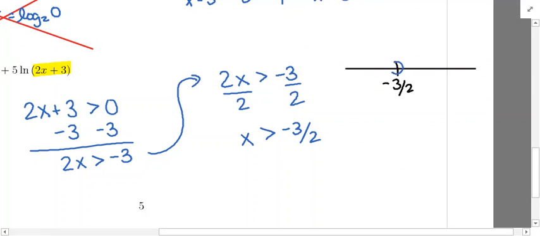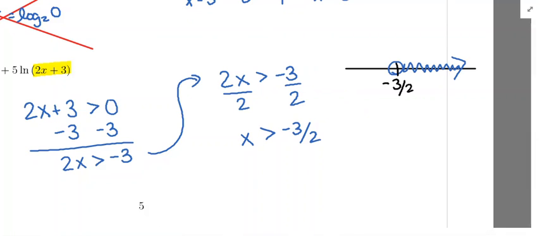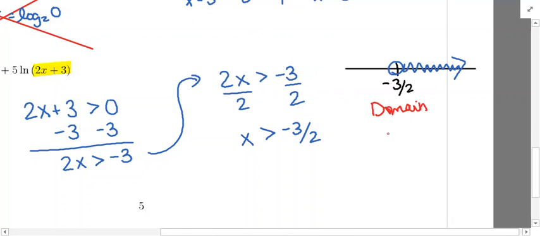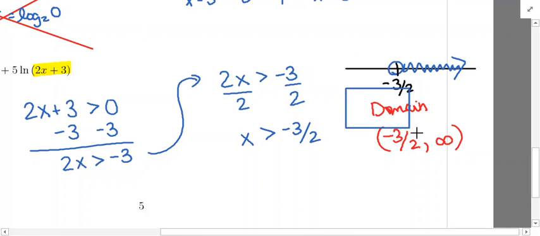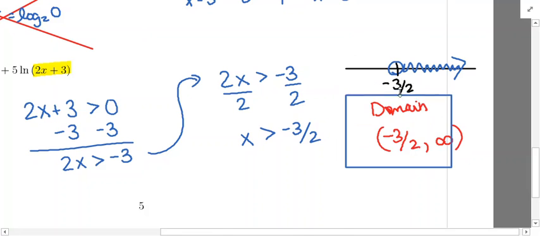You're not allowed to plug that in, but you can plug in anything bigger than it. Okay, so the domain here is going to be, if you go from left to right on your number line, we're going to exclude negative 3/2, and then we can plug in anything bigger, so we'll go off to infinity. Okay, so here is the answer for this particular function. We got one more on the next page, so let's take a look at it.